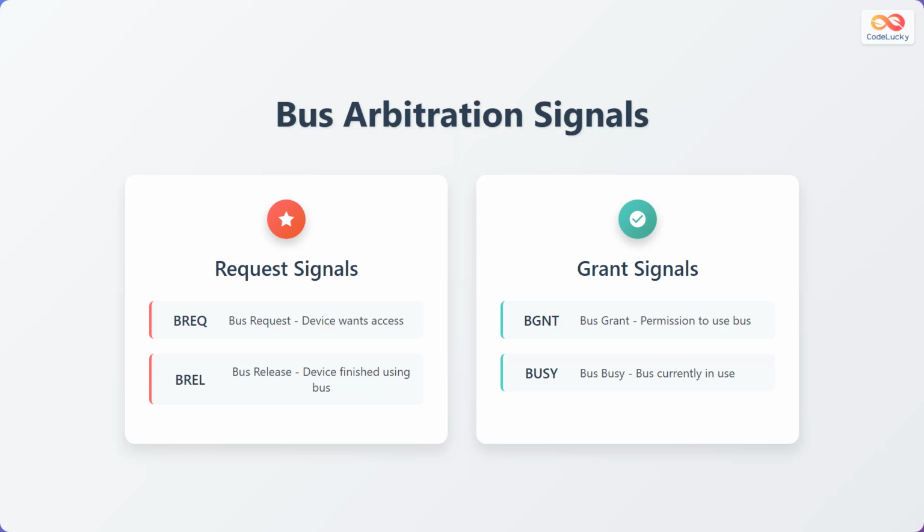Bus arbitration relies on specific signals to coordinate access. These signals can be divided into request signals and grant signals. Request signals include bus request, abbreviated as BREQ, which indicates that a device wants access to the bus, and bus release, abbreviated as BREL, which indicates that a device has finished using the bus. Grant signals include bus grant, abbreviated as BGNT, which provides permission to use the bus, and busy, which indicates that the bus is currently in use.